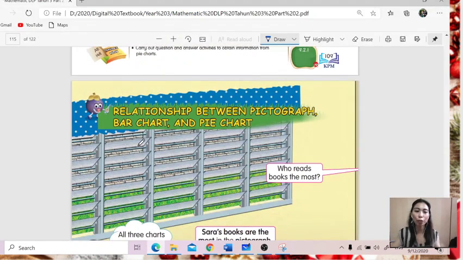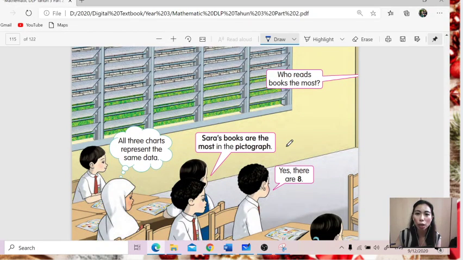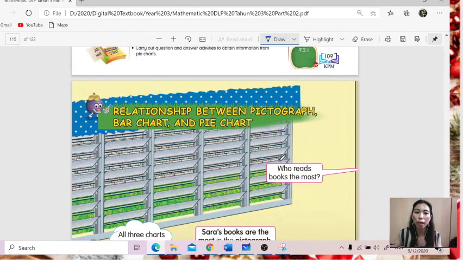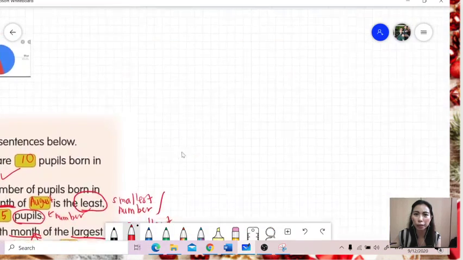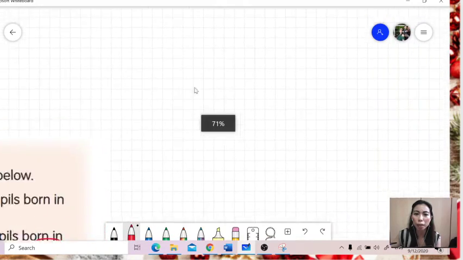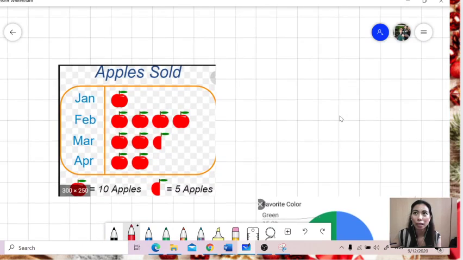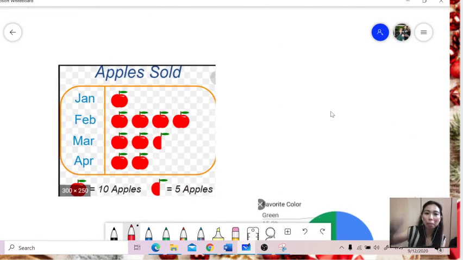Okay, so now let's go for the relationship between pictograph, bar chart, and pie chart. Before we go for what is pictograph, bar chart, and pie chart, let us look at this first. This is the example of a pictograph. So pictograph means, as you know, the name also, picto means ada gambar, bergambar. This is a table. This is a pictograph.